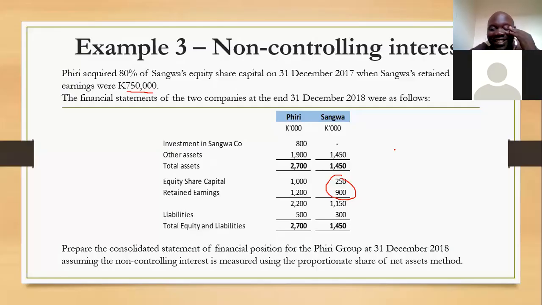Right. Okay, let's do it. We can do it together. So this goes. Yes. So meaning that on other assets, we'll have the same amount. How much was it? Is it 3,350? Before, yes, it was 3,350. But in this case, because it's 1,900 plus 1,450, yeah, it will be 3,350. Okay. So this is what will come here as well.